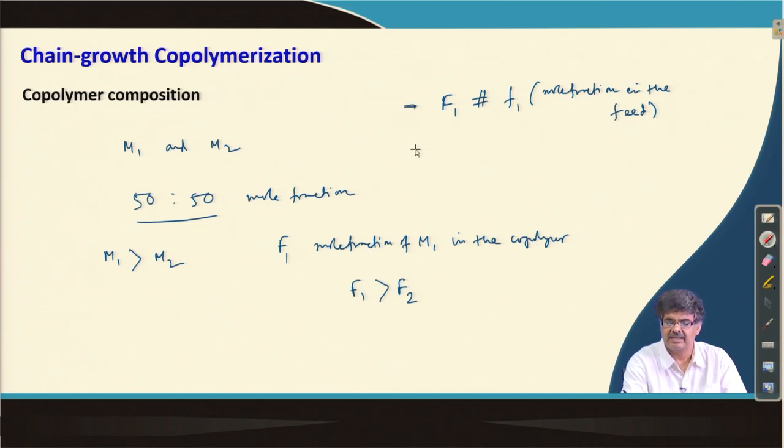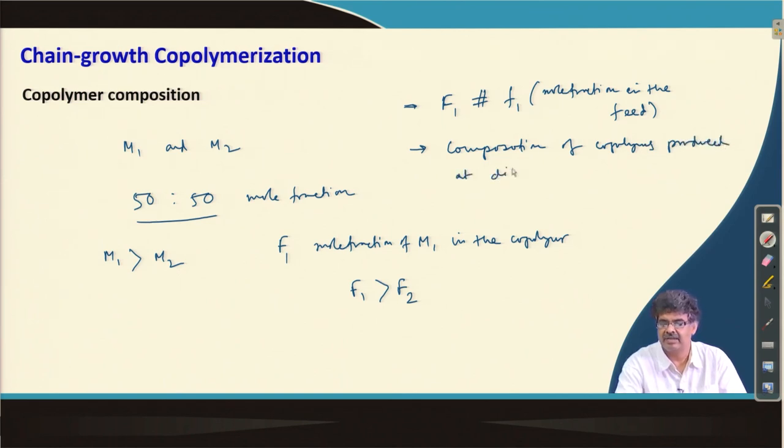And second, there is a possibility that the composition of copolymers produced at different times during the polymerization may be different. So we talk about this as composition drift.